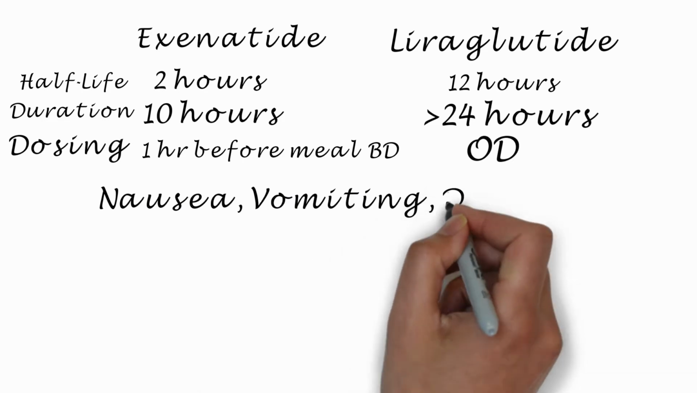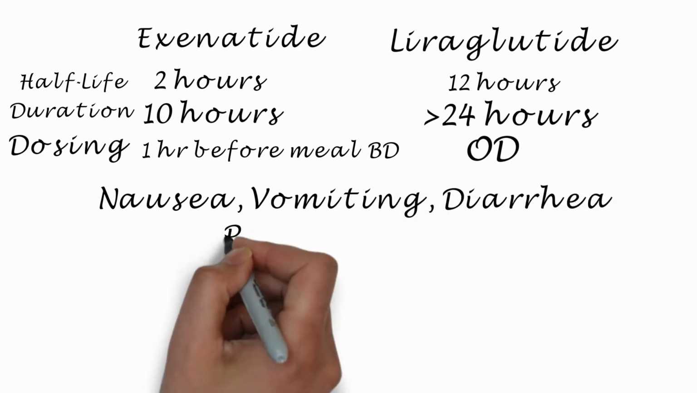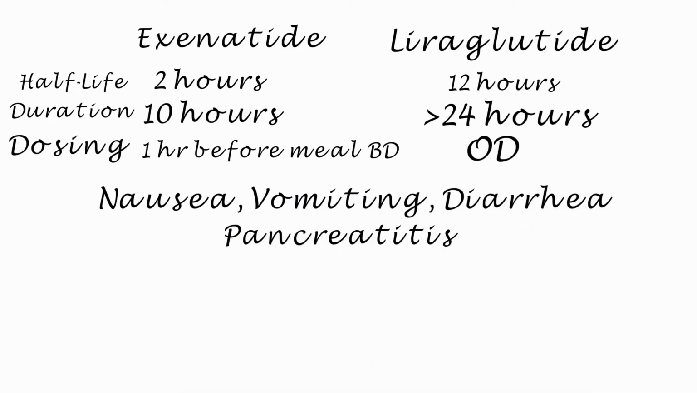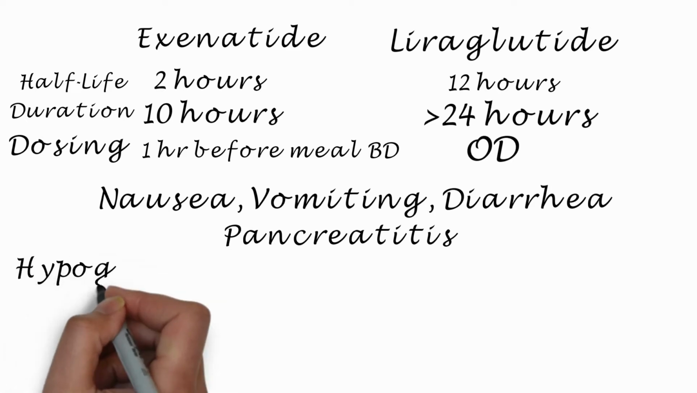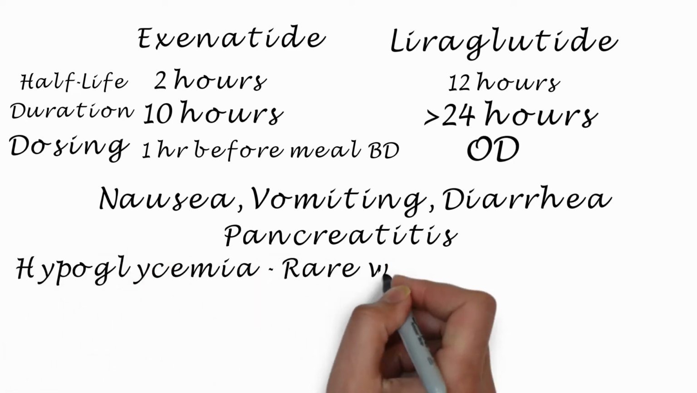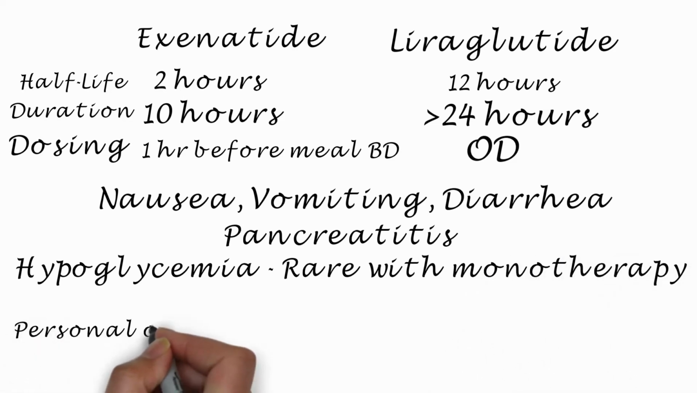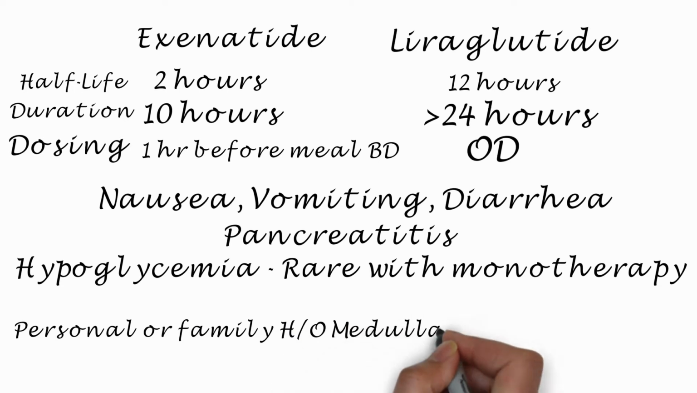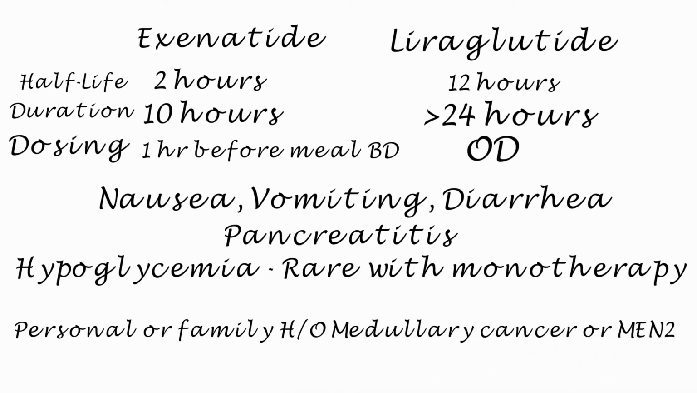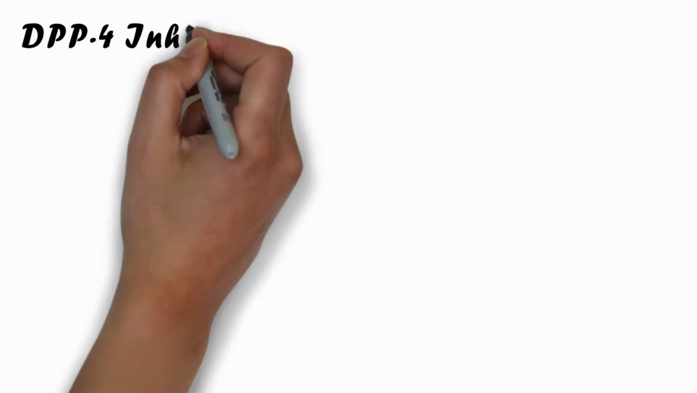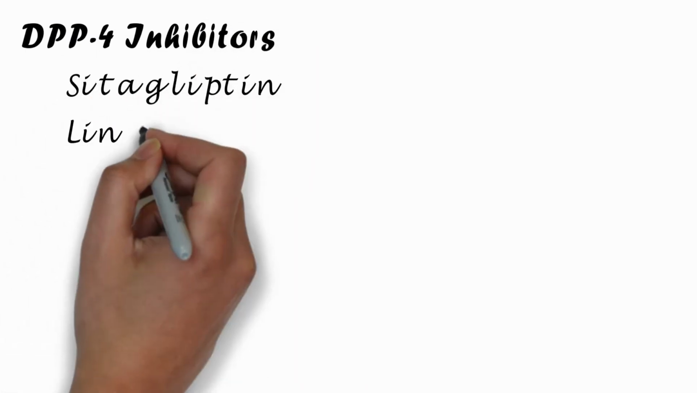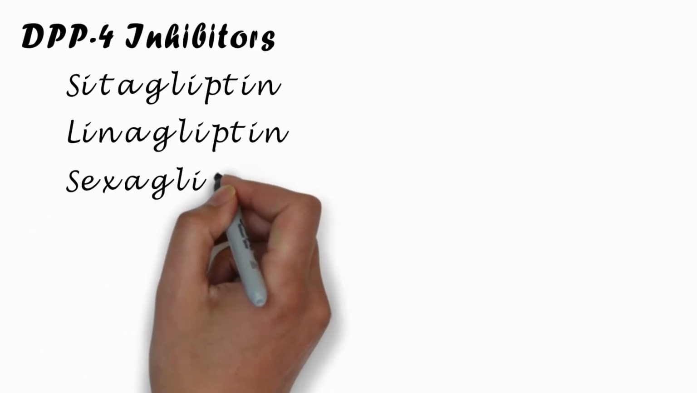Nausea, vomiting, and diarrhea are the most common adverse events encountered with these agents. Pancreatitis has occurred with both of these agents, and hypoglycemia is rare with monotherapy, but can occur when combined with other insulin secretagogues. Liraglutide is contraindicated in patients with a personal or family history of medullary thyroid cancer or multiple endocrine neoplasia type 2.